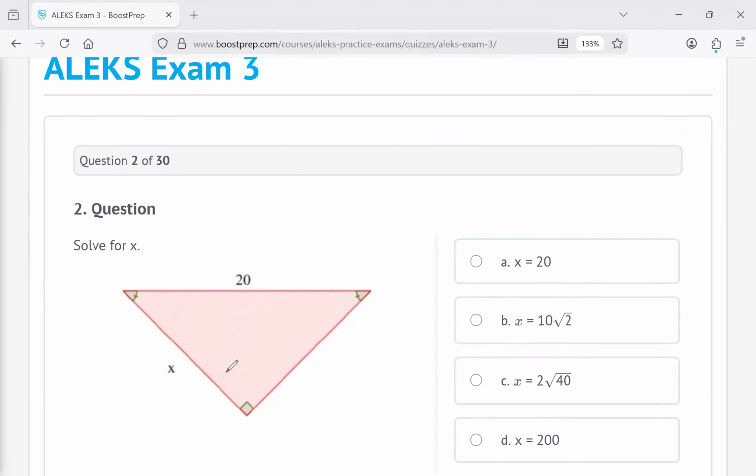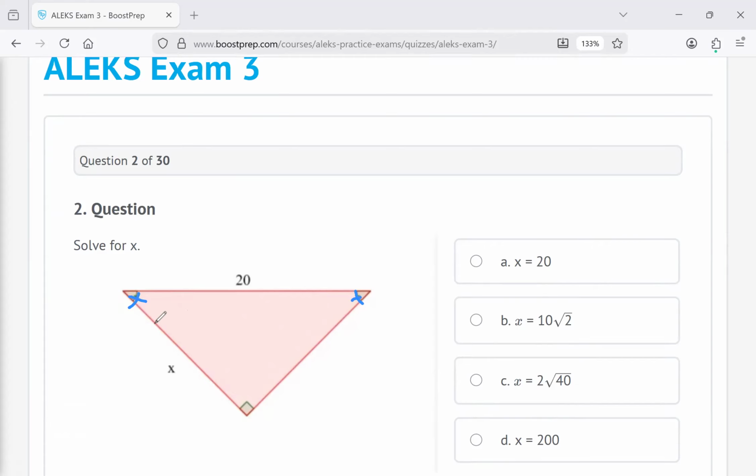Solve for X. So here we have a right triangle and we got to solve for X. But there's two ways you could do this. I just realized you could do two ways. Do you see these two tick marks? I don't know if you can see this, but you have these two tick marks, right? What that means is these two angles are congruent.